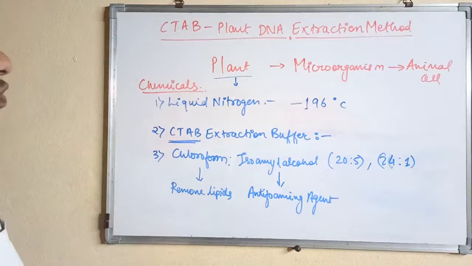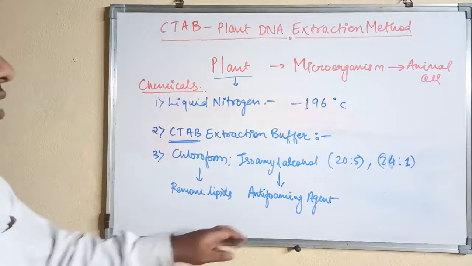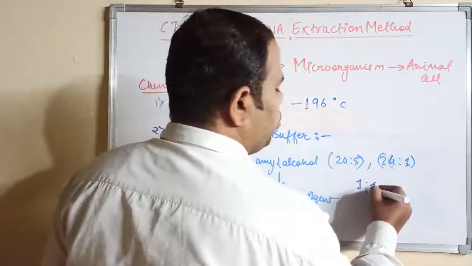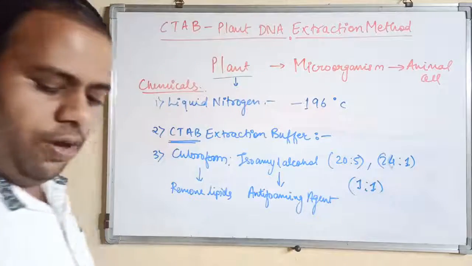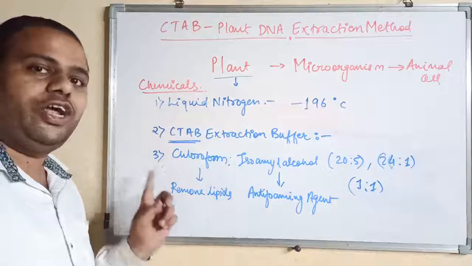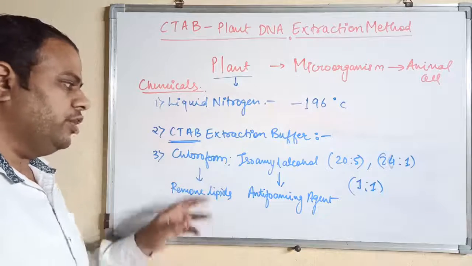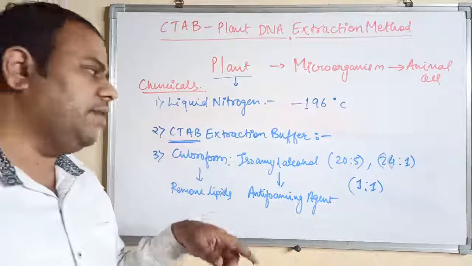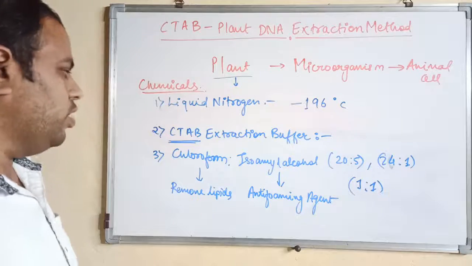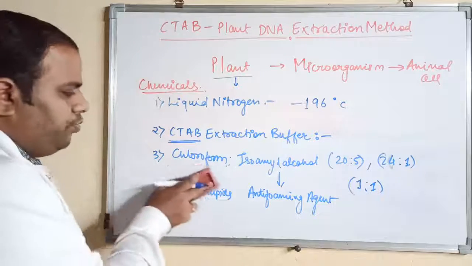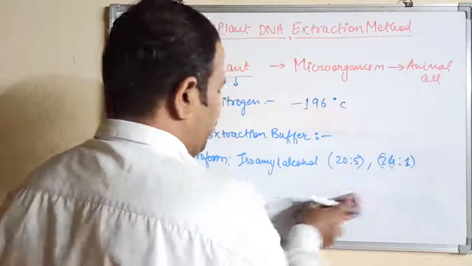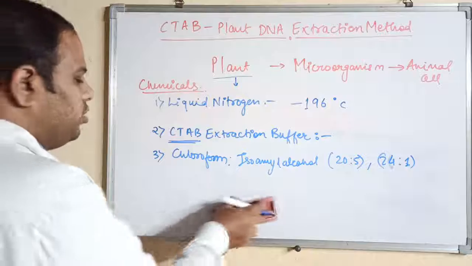I have told you the chloroform isoamyl ratio is 20:5 or 24:1. Sometimes a 1:1 ratio is also used here, depending on the plant tissue that you are taking for the DNA isolation. If you are taking a tissue which is rich in lipids, you have to use the concentration as 1:1. So you adjust the concentration according to the type of plant tissue you are using for DNA isolation.